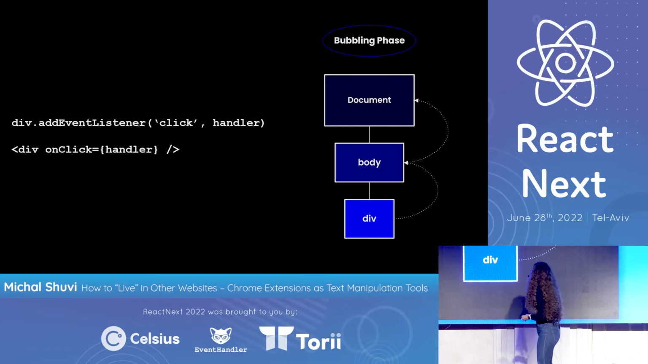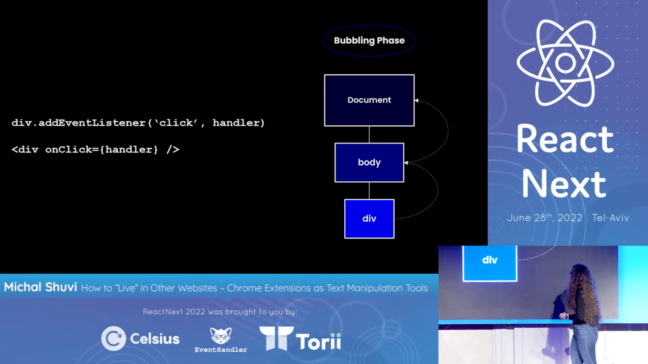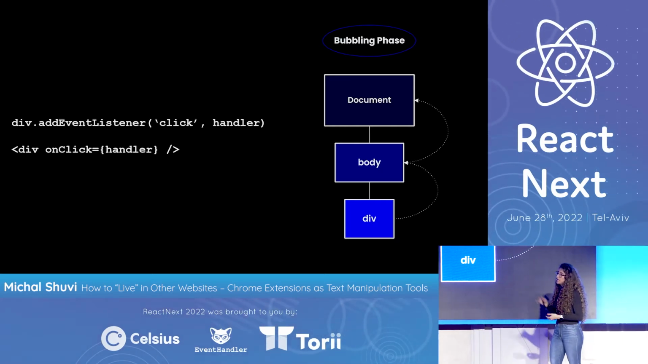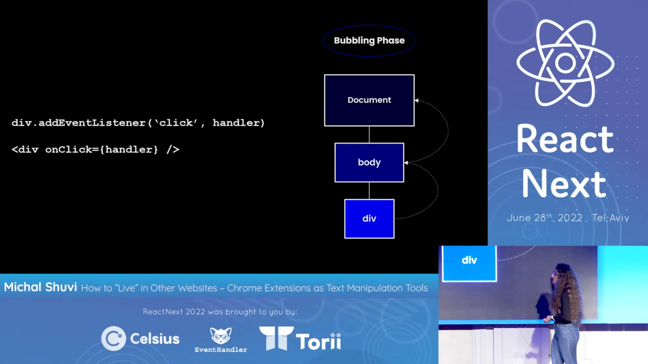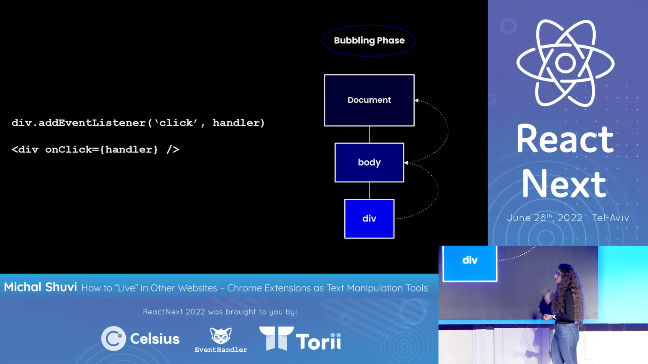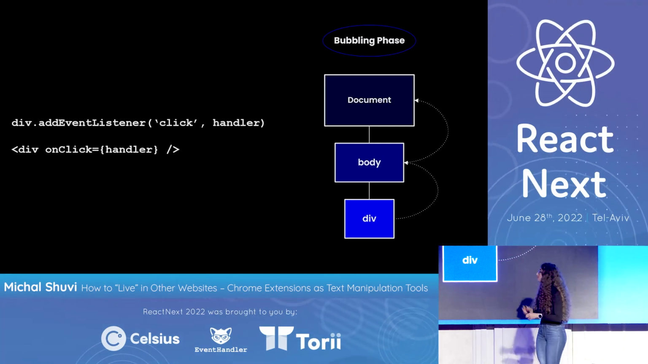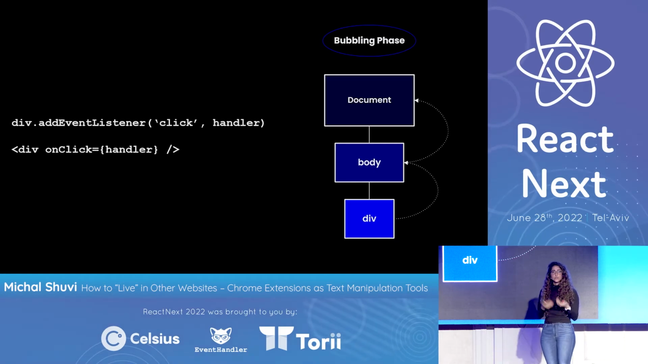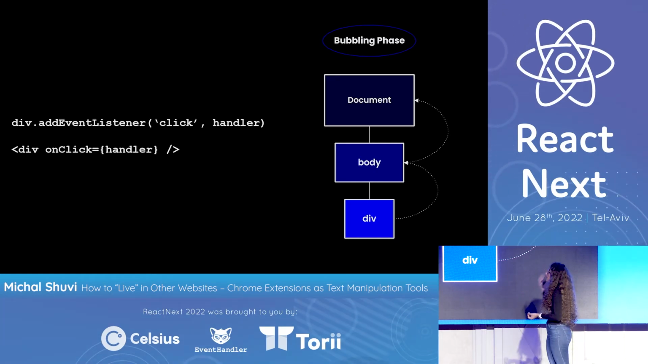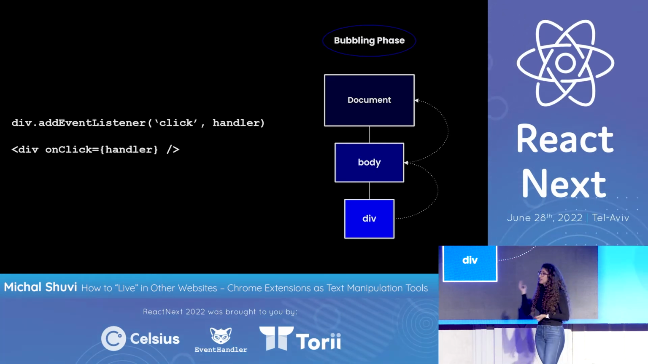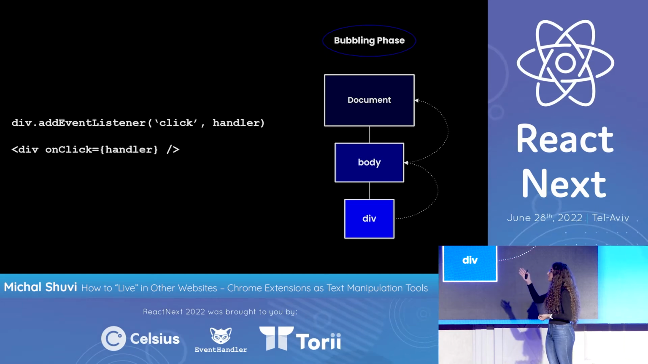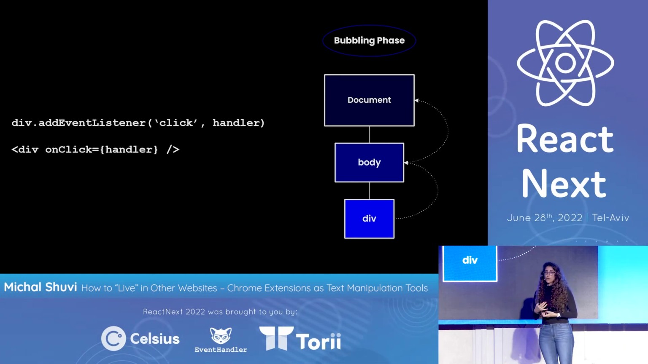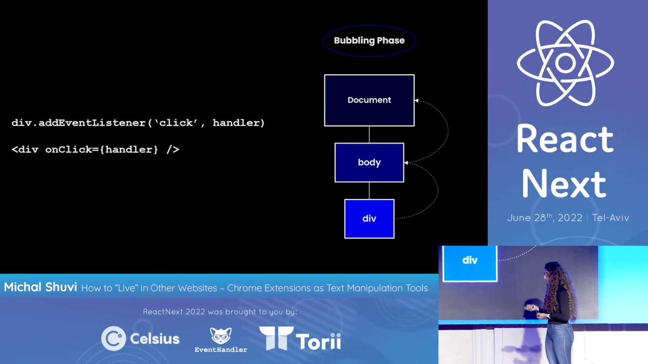When you click on the div, its event bubbles up its ancestors chain, calling all handlers on its way. But you probably use this phase without knowing its name. Its name is the bubbling phase, and you do it regularly. In JavaScript or in React, it's the default behavior.